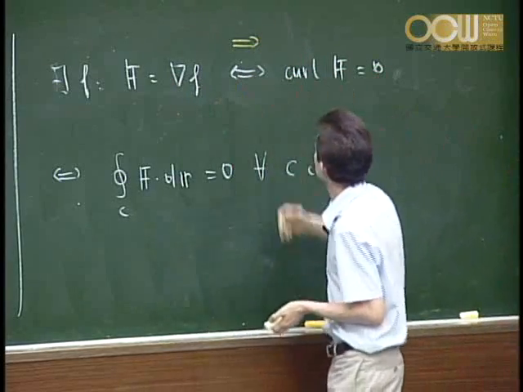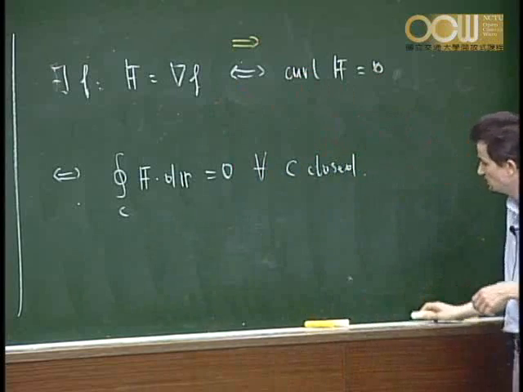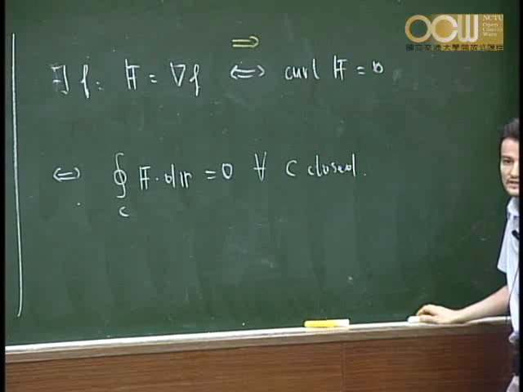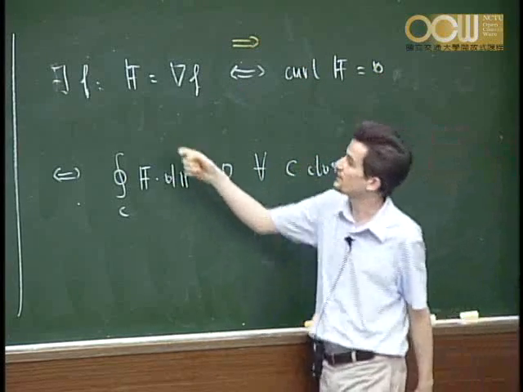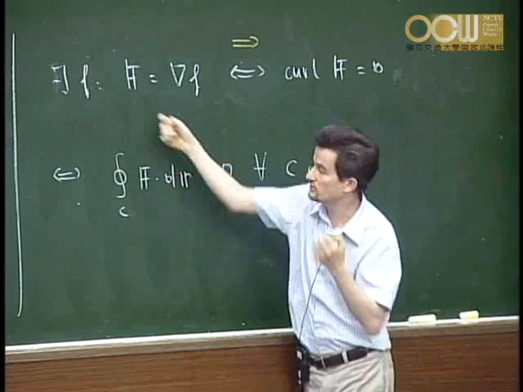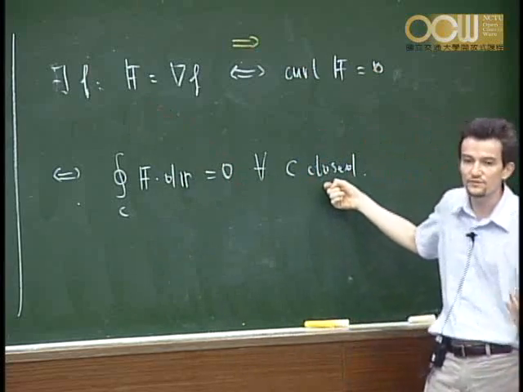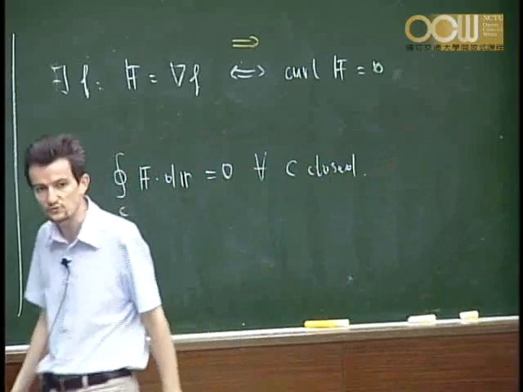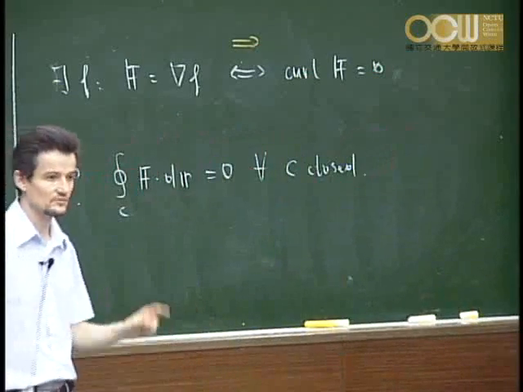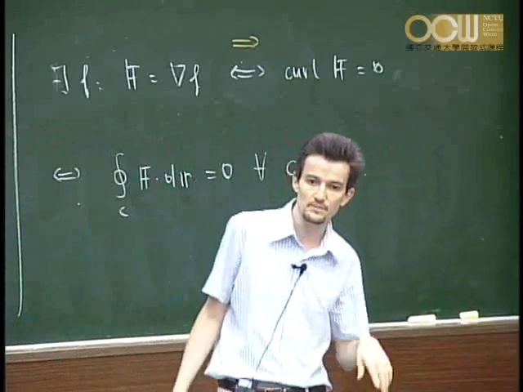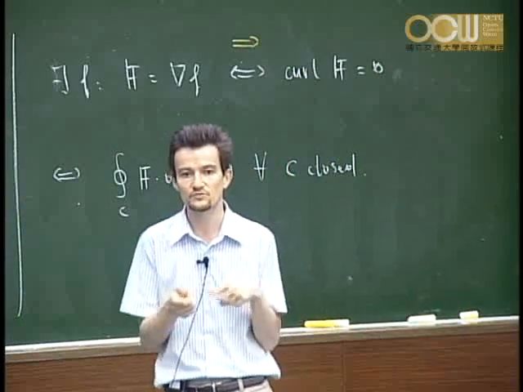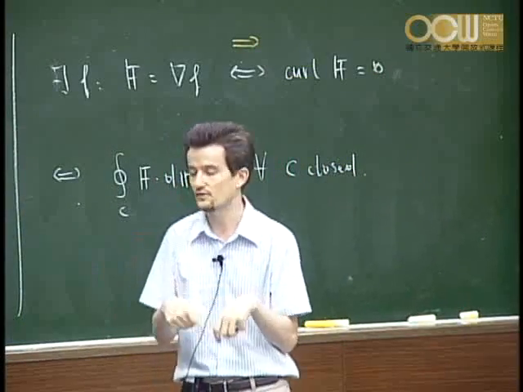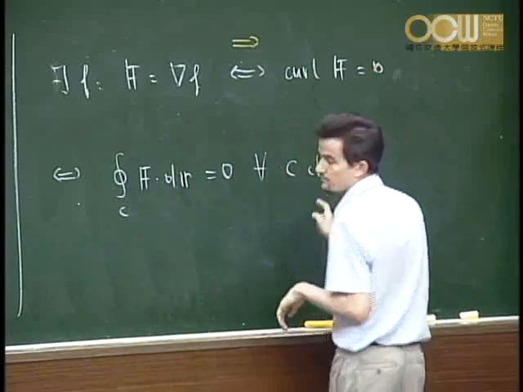Now, for the other direction, if you know that the curl is equal to 0, what you want to show is this one, because this is equivalent to this one. So you take a closed curve. Let's first assume this curve is not only closed but also simple closed. The difference to remind you between closed curves and simple closed curves is that a simple closed curve does not cross itself, whereas a closed curve might cross itself.